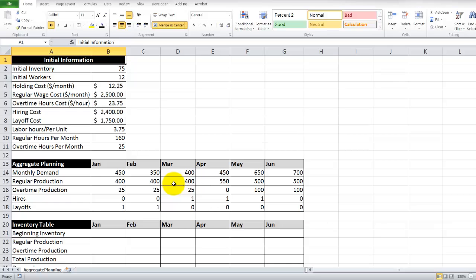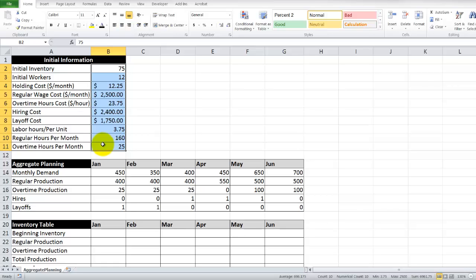Okay, when we open up the starting file, we see that there's a lot that has been filled in for you. And the first table has the initial information. So essentially, we're in a situation where it's December and we're trying to make a plan for the next 6 months, January through June. The information here is going to dictate the entire spreadsheet calculation. So these variables could potentially change.